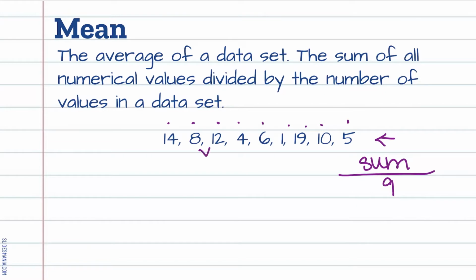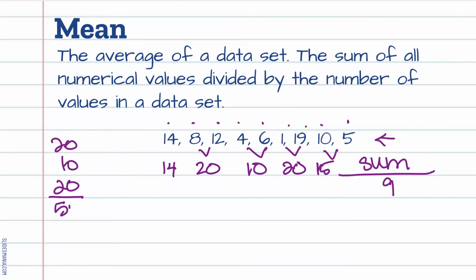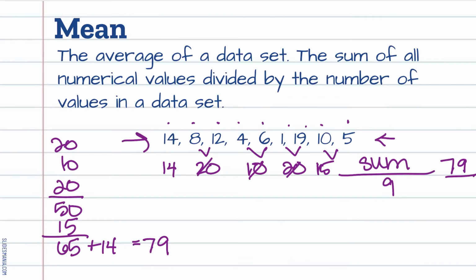I see that 8 and 12 makes 20, 4 and 6 makes 10, 1 and 19 makes 20, and then 10 and 5 makes 15. And then I have my 14 in the front. So 20, 10, and 20 makes 50, plus our 15, which is 65, plus our 14, which gives us 79. So my sum was 79, so I took all of the values in the set and added them together. And now I'm going to divide that by 9 to get my average.